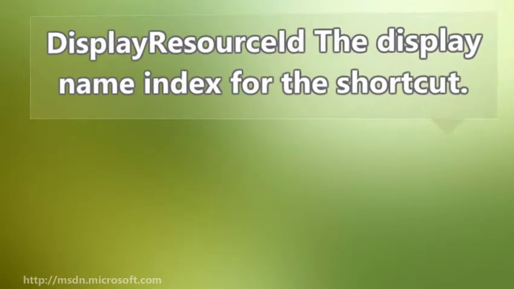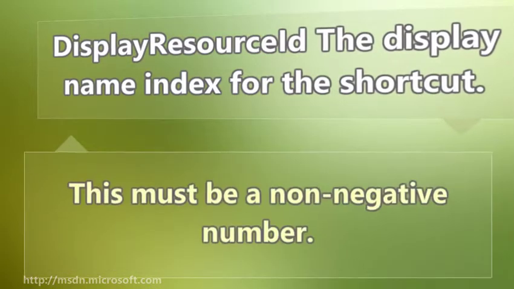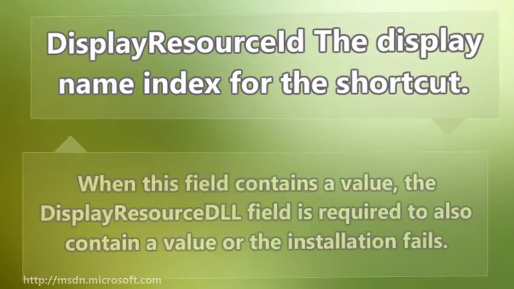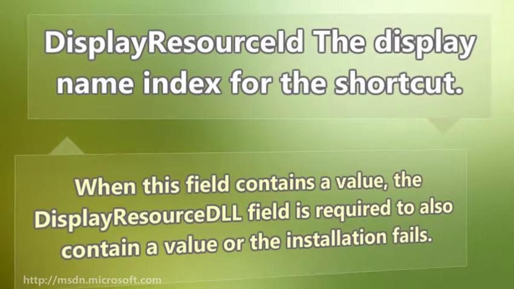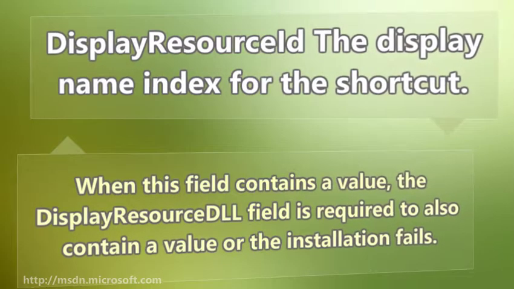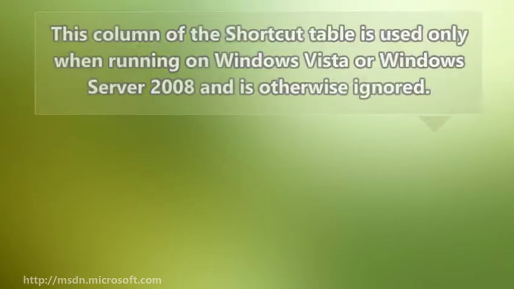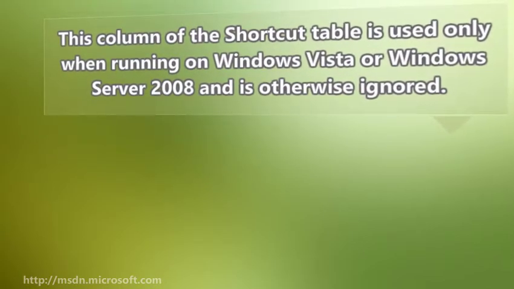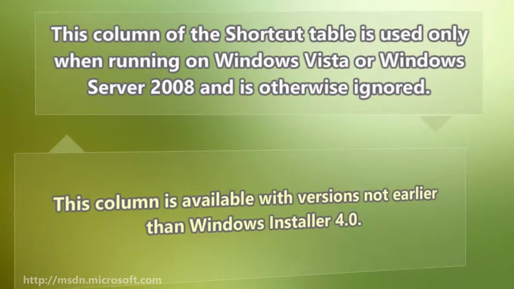DisplayResourceId: the display name index for the shortcut. This must be a non-negative number. When this field contains a value, the DisplayResourceDLL field is required to also contain a value, or the installation fails. This column of the Shortcut table is used only when running on Windows Vista or Windows Server 2008 and is otherwise ignored. This column is available with versions not earlier than Windows Installer 4.0.